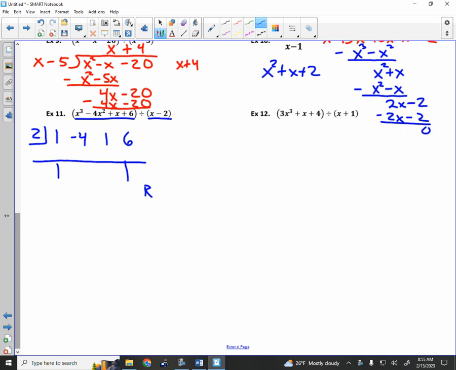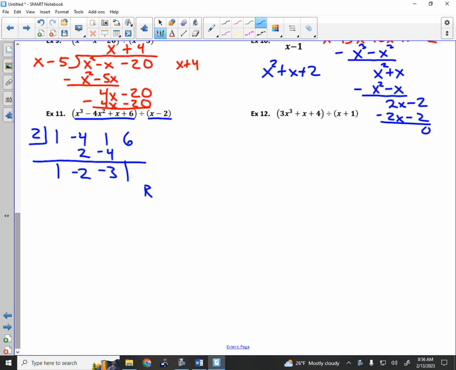Does anybody know what I do after that to get going? I take this times this. 2 times 1 is 2. And instead of subtracting, we add. What is -4 and 2? -2. I then multiply. 2 times -2, -4. I add and I get -3.